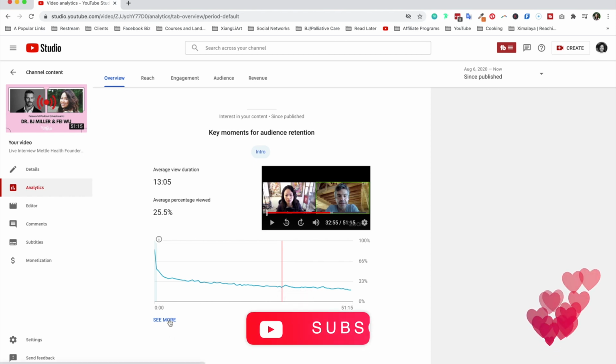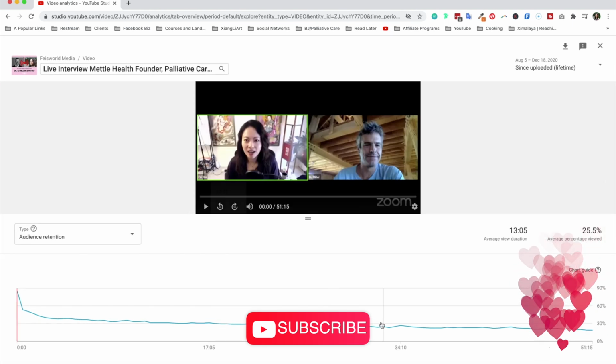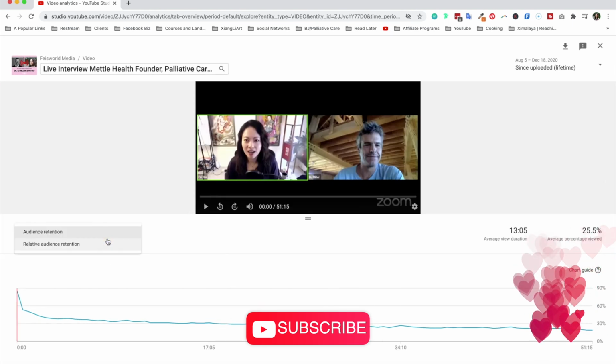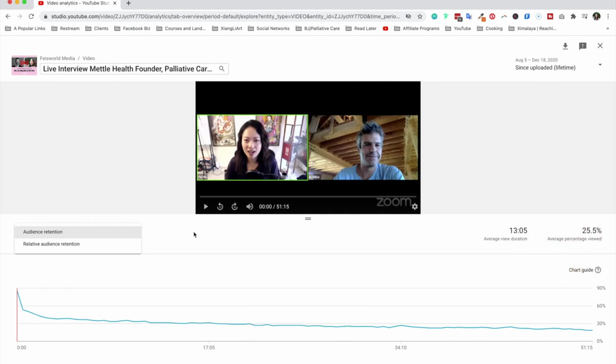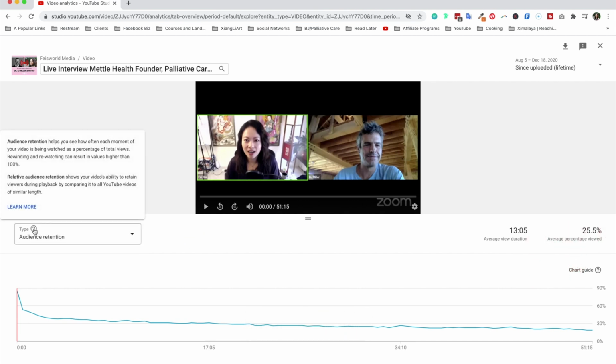Now let me click on See More. From here, within See More, I like this because now you have a drop down. One is audience retention, the other is relative audience retention. Let me click on the question mark.